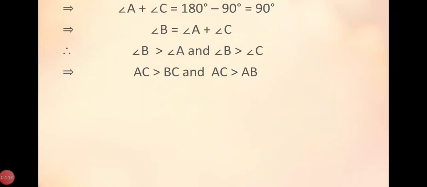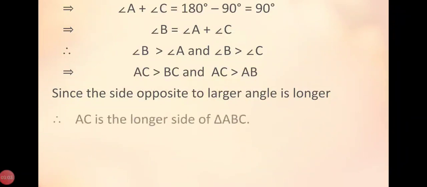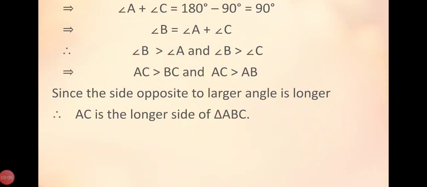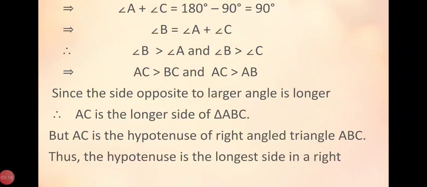So in all case, AC is the greater. AC is greater than BC also, and AC is greater than AB also. Why? Because the side opposite to larger angle is longer. Therefore, AC is the longer side of triangle ABC. But AC is the hypotenuse of right angle triangle ABC. Thus, the hypotenuse is the longest side in a right angled triangle.